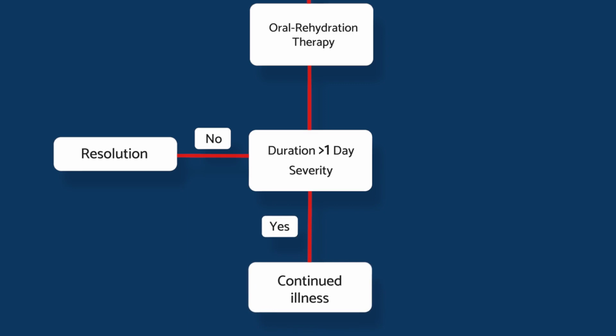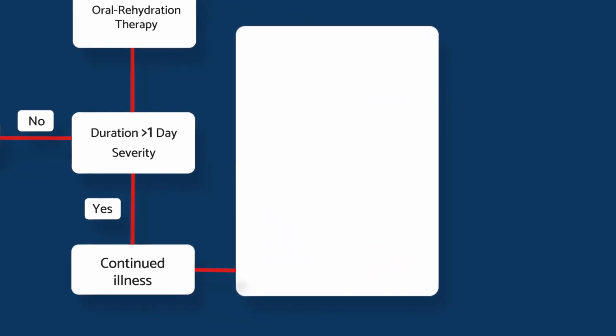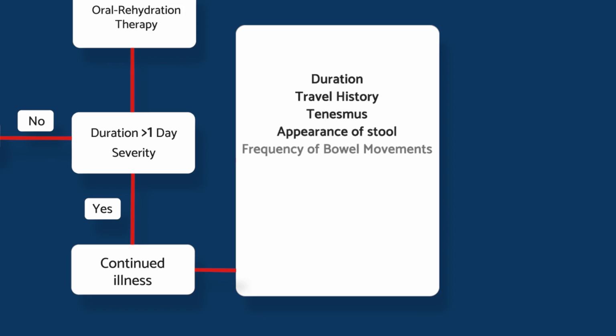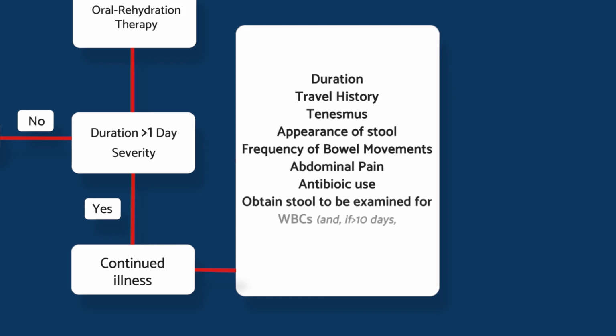then you just give them oral rehydration salts and observe. However, if the severity is higher or if the patient has any of the following symptoms such as increased duration, presence of travel history, tenesmus, appearance of blood in stools, increasing frequency of bowel movements, severe pain, history of antibiotic therapy, then in these patients you take a stool sample and examine it for WBCs.